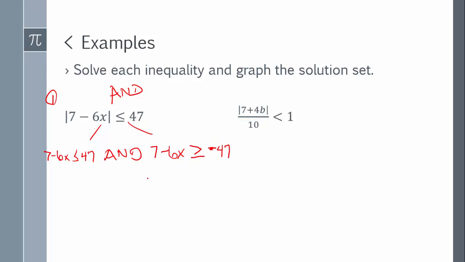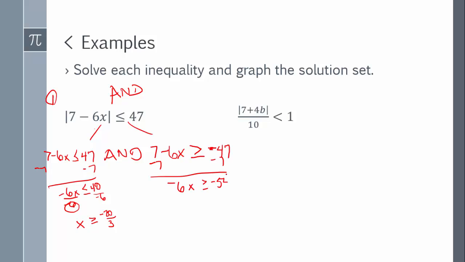Now we just solve. So we'll do the first one. We'll subtract 7 from both sides. We get 40. We're going to divide by negative 6. Remember our rule with negatives. So now we get x is greater than or equal to negative, I'm going to reduce to lowest terms, 20/3. All right, we'll do the same thing with the second half of this problem. Subtract 7, divide by negative 6, but remember we're dividing by a negative. Becomes 9. So our final answer is x is greater than or equal to negative 20/3, and also x is less than or equal to 9.